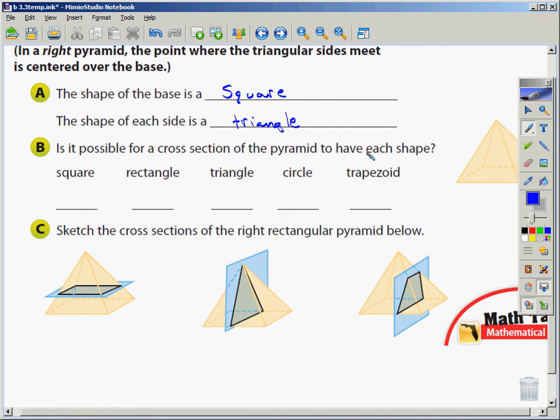Is it possible for a cross-section of a pyramid to have each of these shapes? Can I get a square? Yes. Could I get a rectangle? Yes or no? I could. Could I get a triangle? Yes. Could I get a circle? No. Could I get a trapezoid? Yes. Okay?